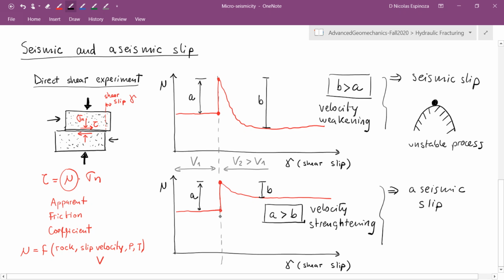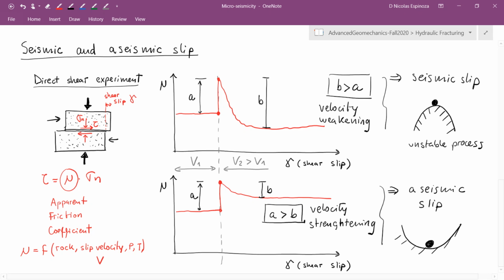Why? Because when the velocity increases, the material gets stronger. And because it gets stronger, it can hold a higher stress than before. So in this case, this is not going to lead to an abrupt release of energy, but rather is going to take more and more energy every time. In this case, we can compare the aseismic slip to a stable process where this ball is going to be in the trough of this model.